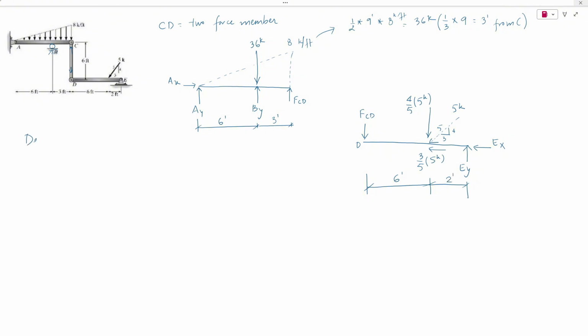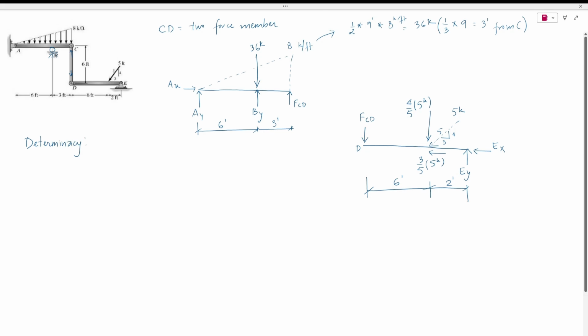Let's look at the determinacy of this structure. We can count the total number of unknown reactions in this structure. Here is 1, 2, 3, 4. This is the same point C and D, so it counts as 1. So 1, 2, 3, 4, 5, and 6. We have 6 unknown forces.